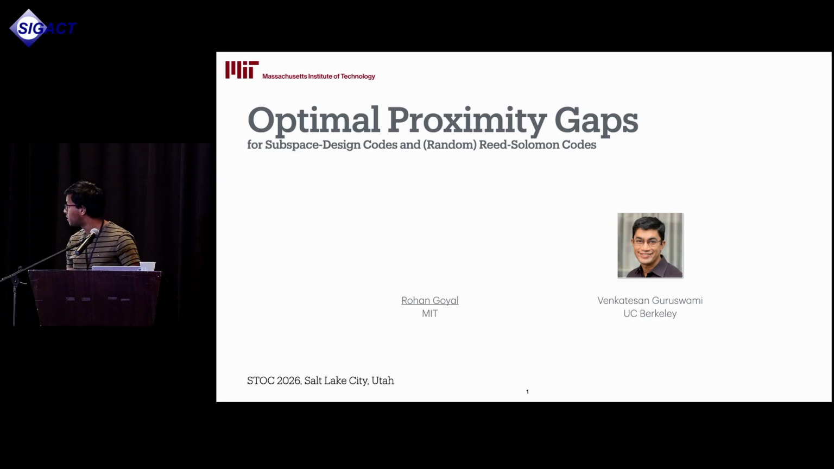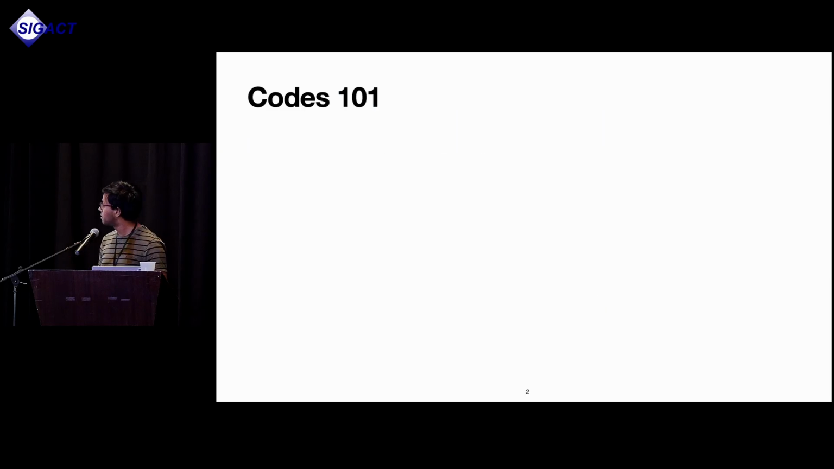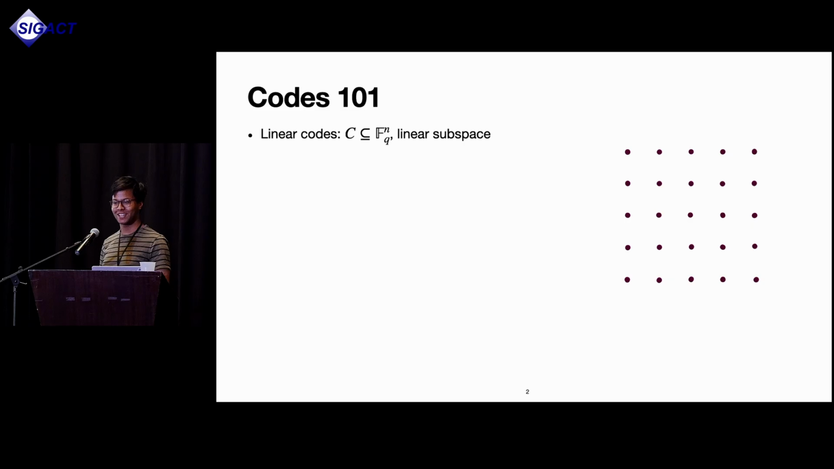Hi, thank you. So this is similar in spirit to what Swastik was just talking about. This is joint work with Venkat Guruswami, and this is about optimal proximity gaps instead of up to just the Johnson bound. So I'll again do the same codes 101 that will happen in every talk.